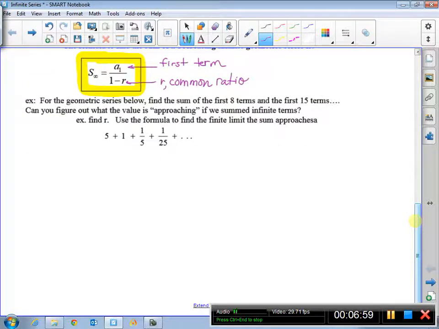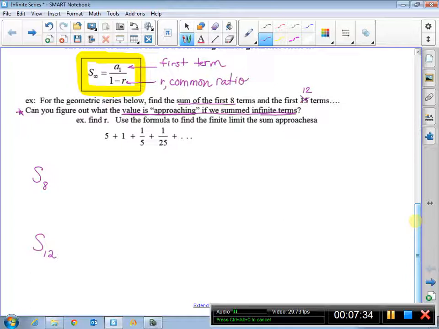It says for the geometric series below, find the sum of the first 8 terms and the first, I'm going to switch this to 12 terms. And you'll see why in a second. And then it says, after that, we're going to find the sum of the first 8 terms, and then we're going to find the sum of the first 12 terms. And it says, after that, can you figure out what that special value is? Here's that special value again. If we could keep adding on and adding on and adding on.